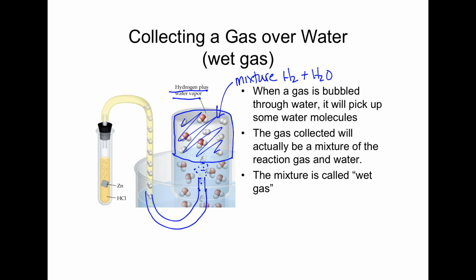Now the good news is that even though we have a mixture and we have to know about both of these things to be able to do calculations, people have studied water really, really well. And we actually know what the partial pressure of water is at almost every temperature that we will be dealing with. There are tables of these things that you can look up, and they're just called water vapor pressure tables.